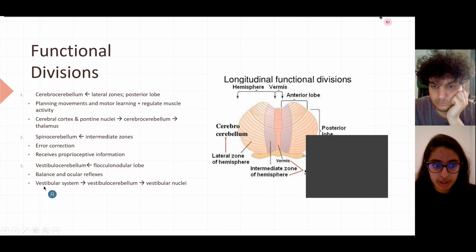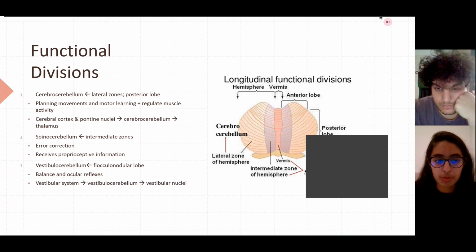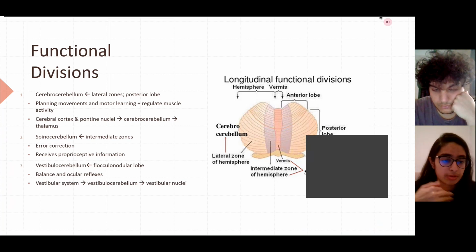Then we have the vestibulocerebellum, and that's your flocculonodular lobe on the bottom. And as the name suggests, again, we know what the vestibular apparatus is, we know what it does. It's important for your balance and your ocular reflexes, that is, any eye movements that you need to make, any head movements, etc.